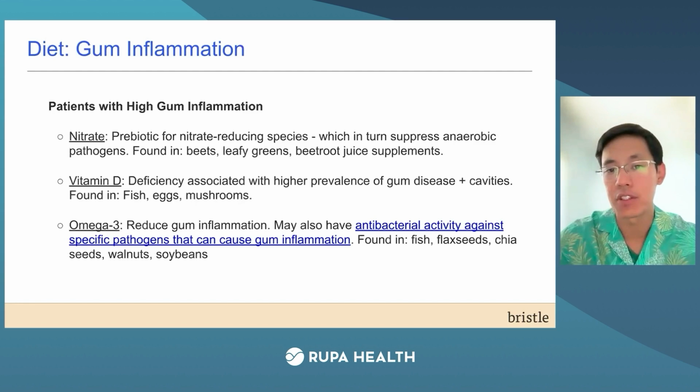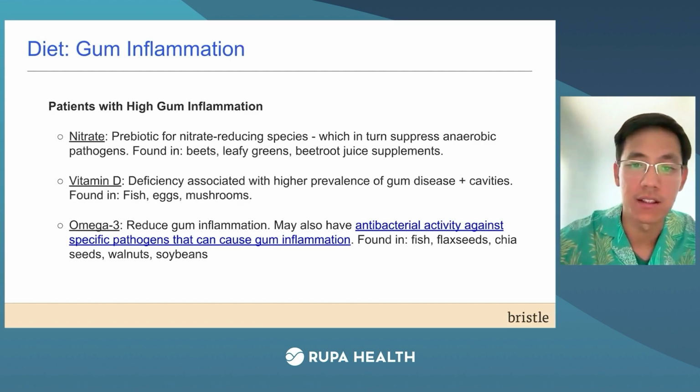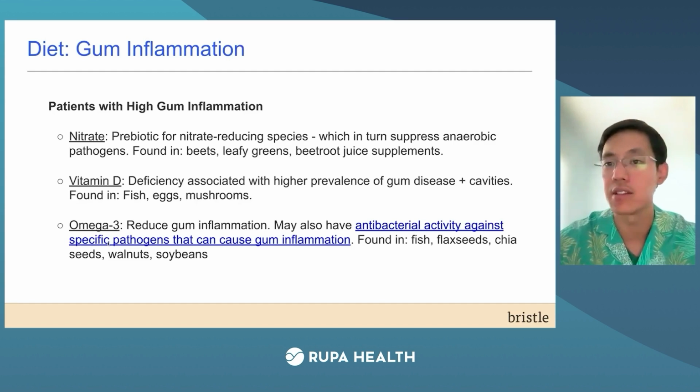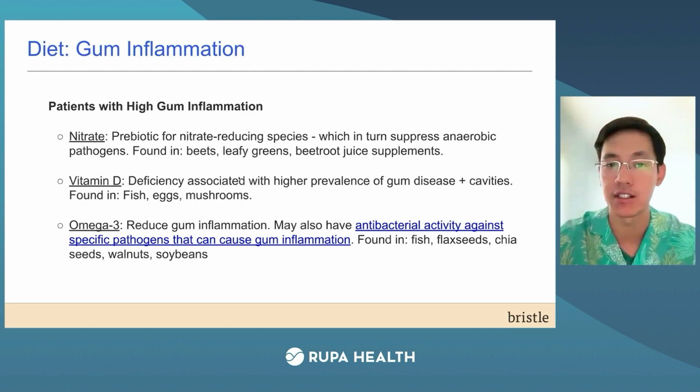Vitamin D, the deficiency is associated with a higher risk of gum disease and cavities. And you can find this in a variety of places. And the third one here is just omega-3s, found mostly in fish, has some antimicrobial activity, especially for pathogens that cause gum inflammation.